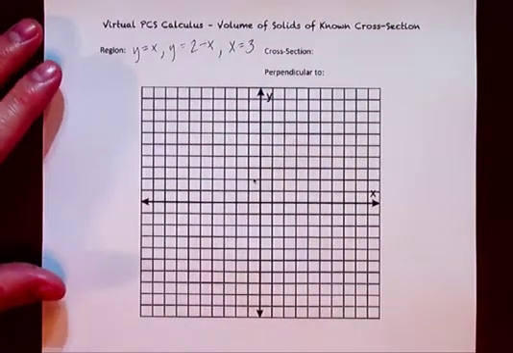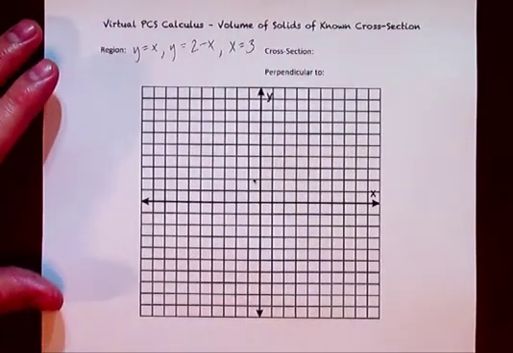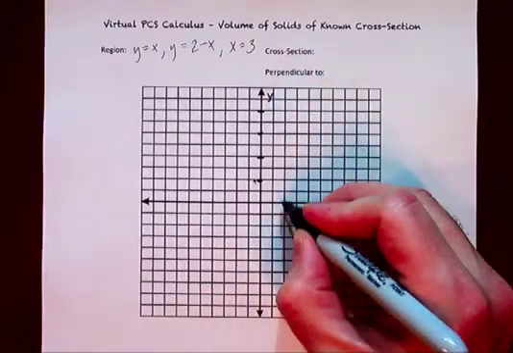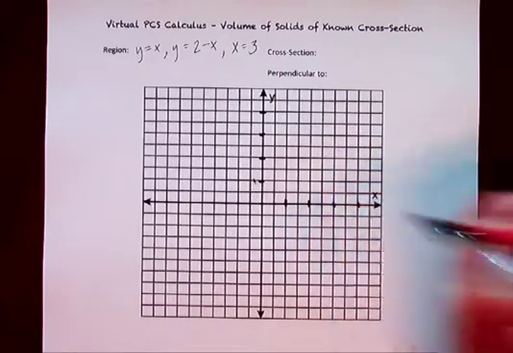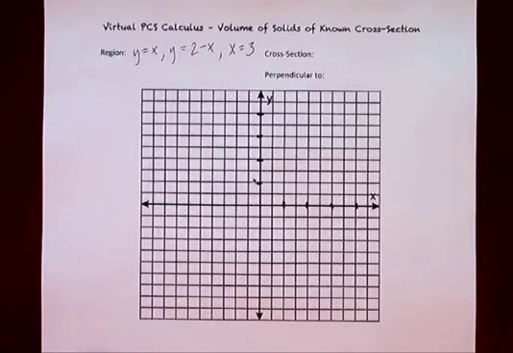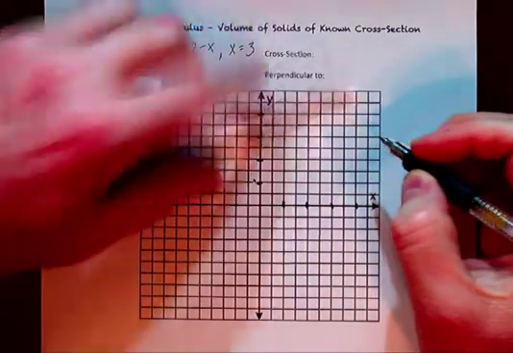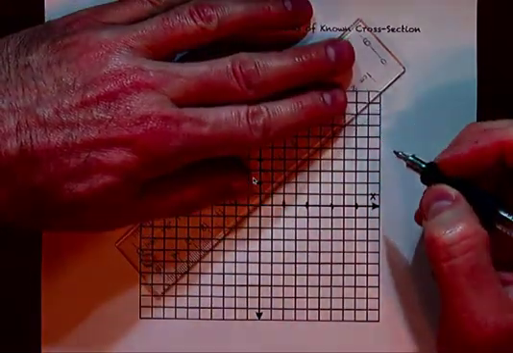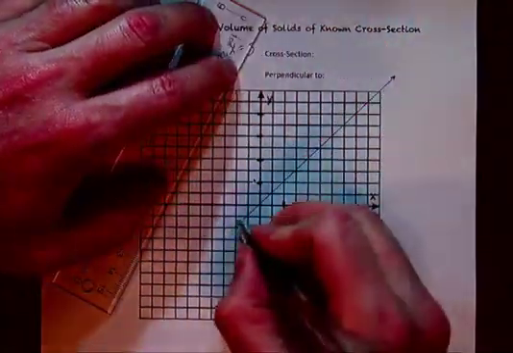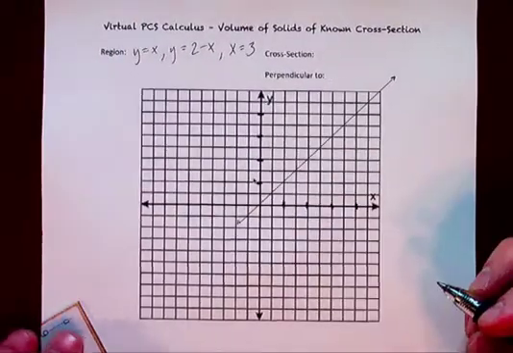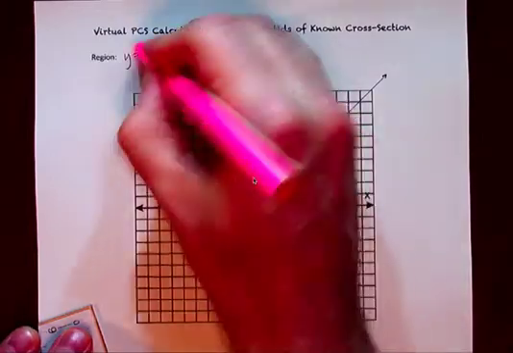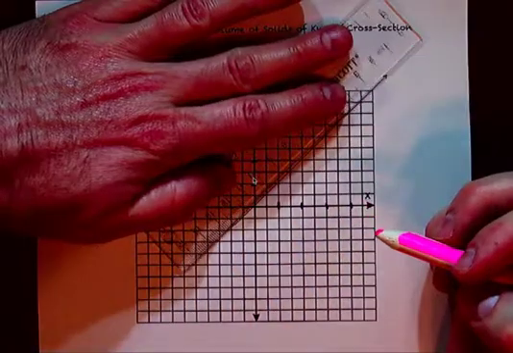Let's go ahead and scale it -5 to 5, -5 to 5. Each unit is 2 boxes. Let's graph our identity function, y is equal to x. And then we also have 2 minus x. Let's go ahead and color this one before we forget.